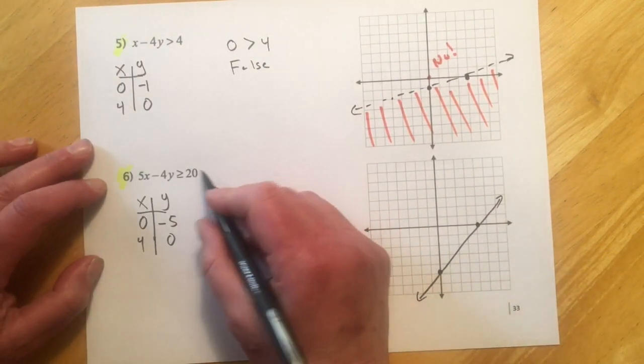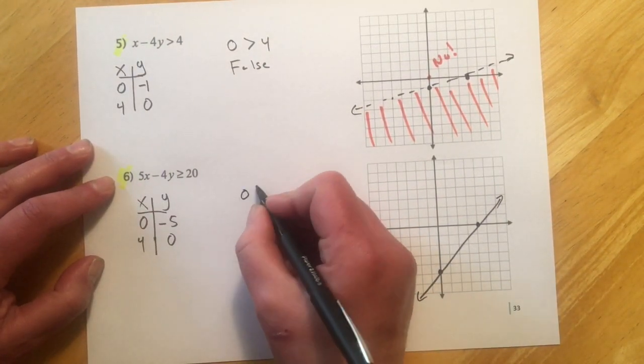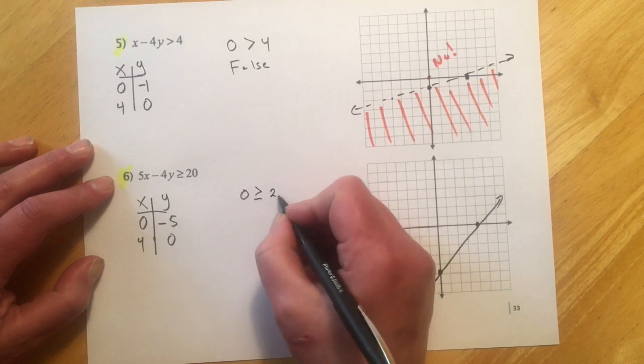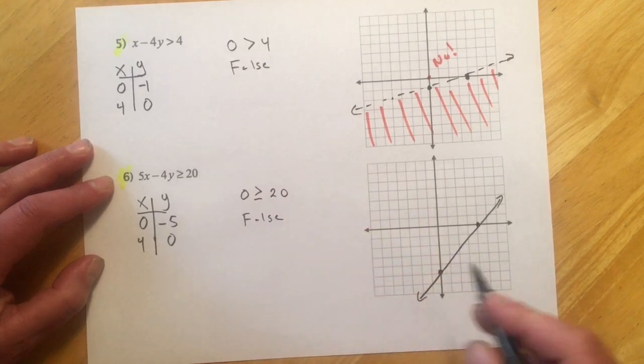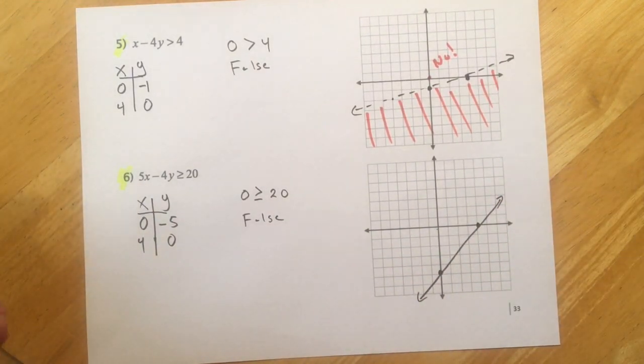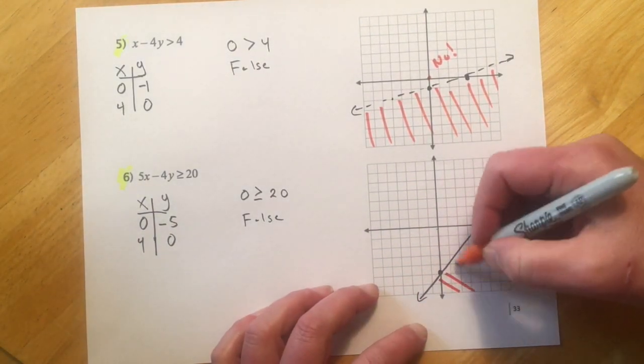And let's see if we test 0, 0. So I put 0 on this side, and 0 is greater than or equal to 20. False again. And so I don't shade this side, and I do shade this side.